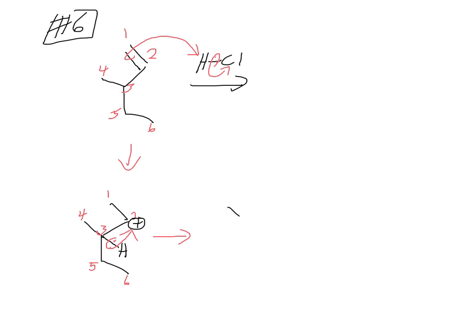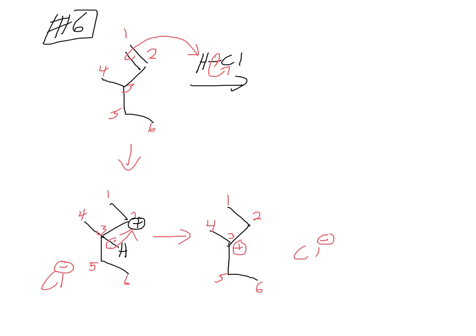So now, where is the plus charge? On the tertiary carbon, which is carbon 3, right? And the Cl minus was along for the ride, right? We've got to remember, what's the fourth thing we always want to do? Balance our charges. So the Cl minus had to be there along the way too. So Cl minus is still in there.